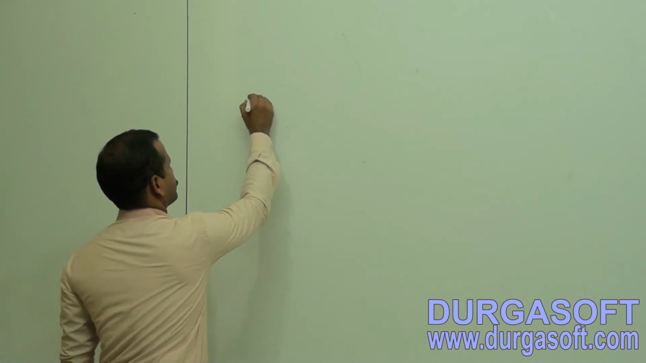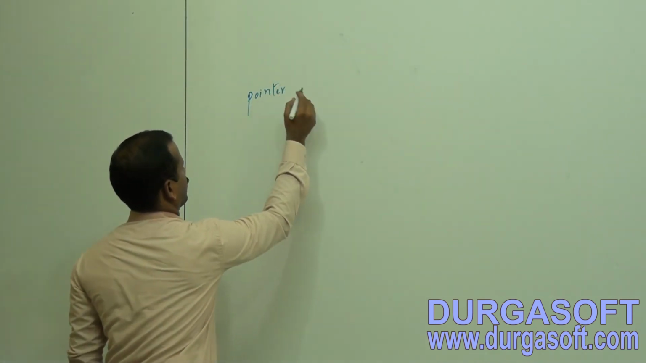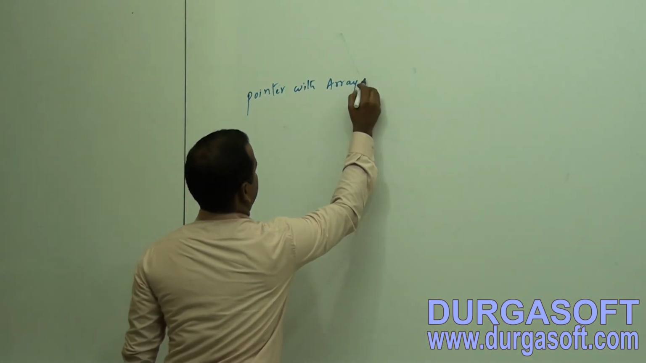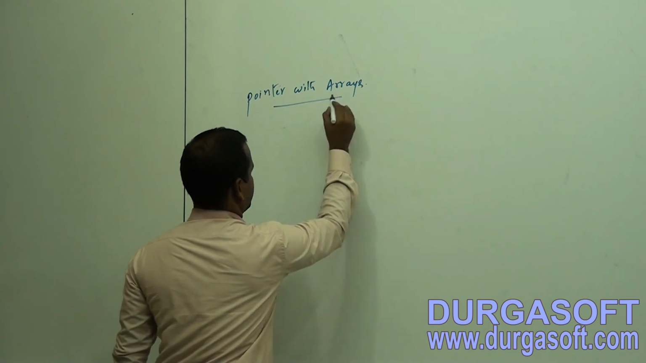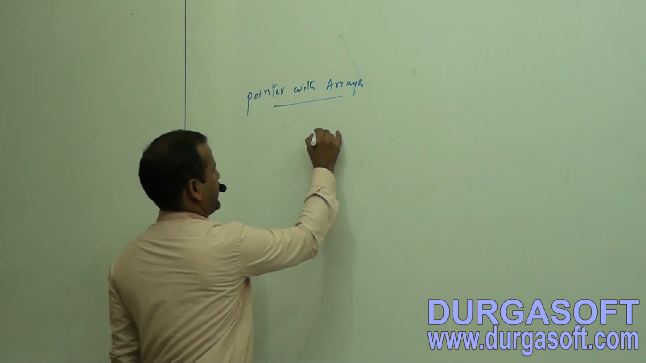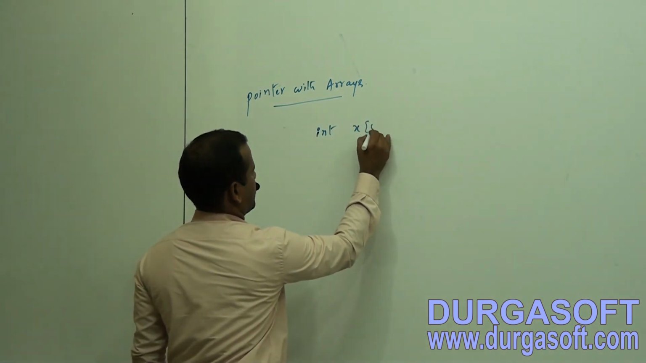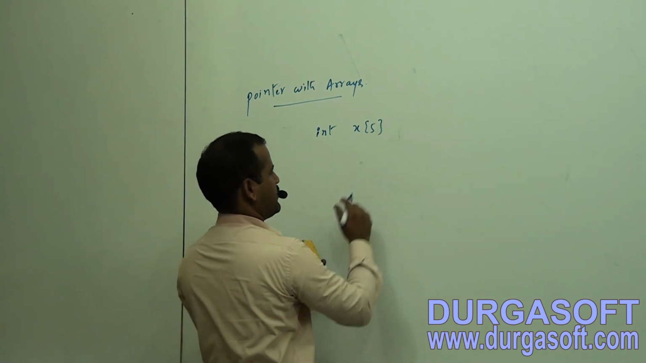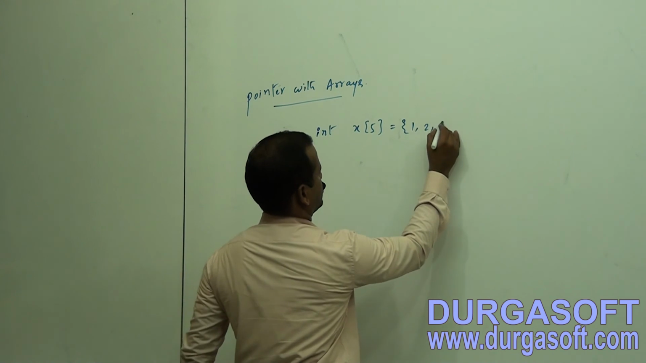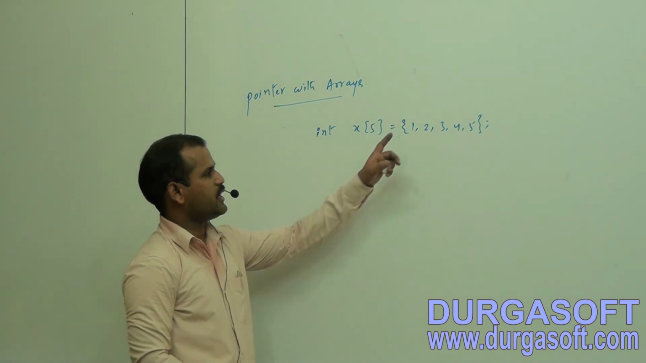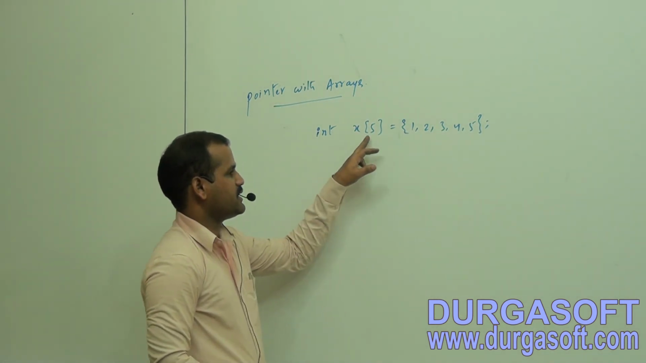Now let us see the pointers with arrays. Let us see with a one-dimensional array now. So for example, an array is declared like int x of 5 like this. Let us take the array is initialized with specific values 1, 2, 3, 4, 5 like this. This one-dimensional array stores the values 1, 2, 3, 4, 5 in this array.